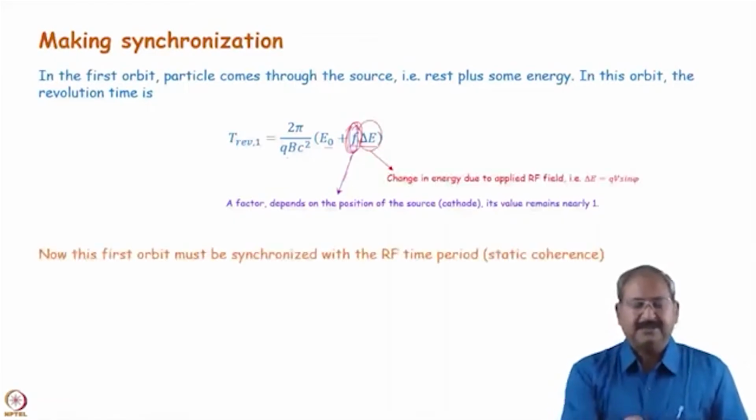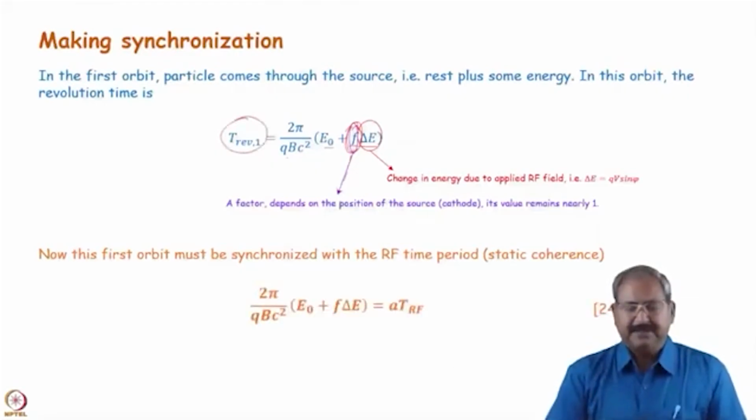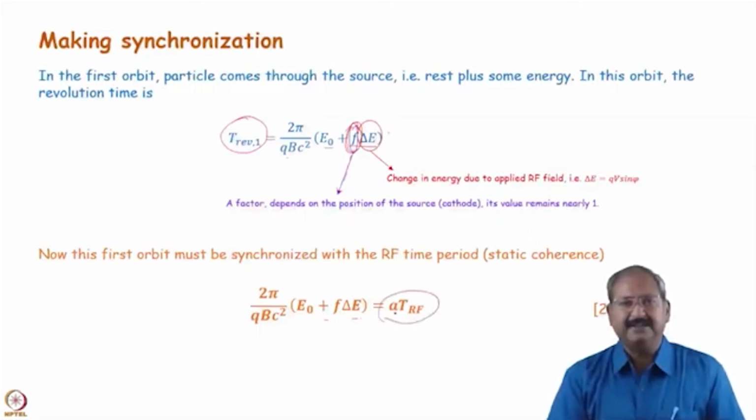So now this first orbit revolution time should also be synchronized. So 2 pi by qBc square into E plus delta E, which we have calculated here in this equation, should be A times T_RF. A is again some integer. So we have two integers for synchronization. One is A, which takes care of the first orbit, and another is B, which takes care of all consecutive orbits.